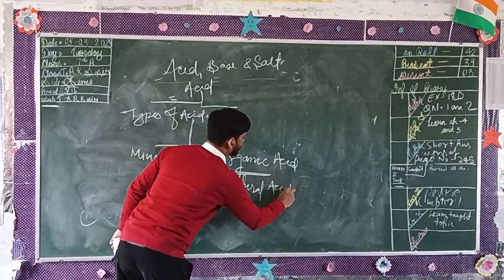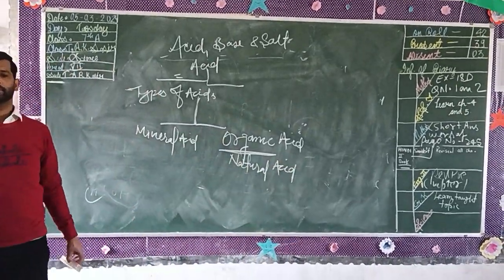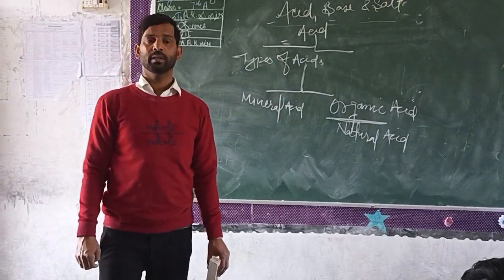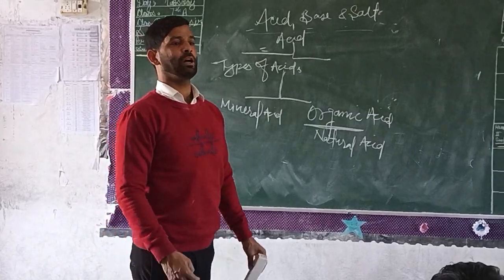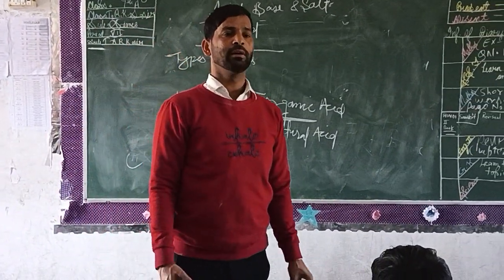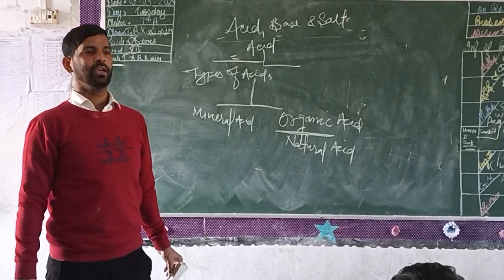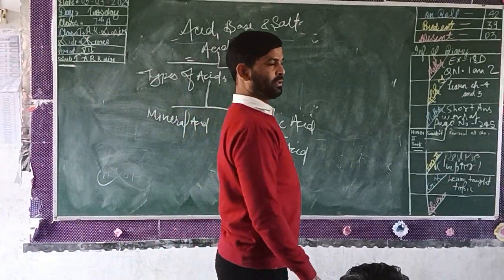Why is it called natural acid? Because it can be obtained in our nature. As you know, there is a plant in which the lemon is produced. So it is what?